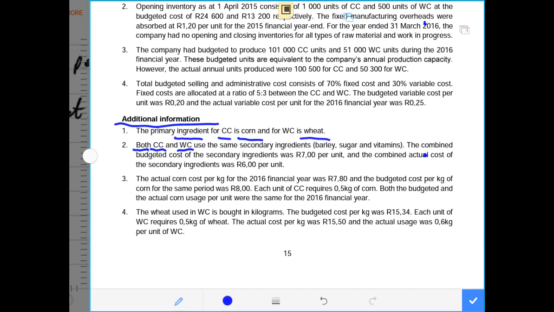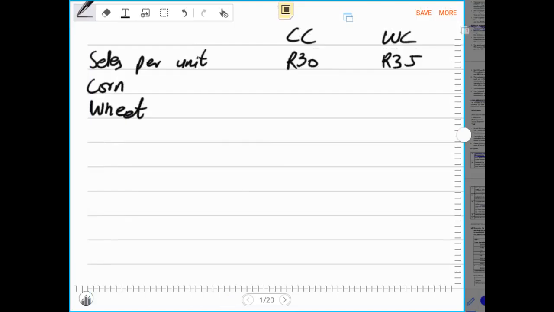And they say both product CC and WC use the same secondary ingredients. So they have primary ingredients and they also have secondary ingredients. And the secondary ingredients are made of barley, sugar, and vitamins, and you can see that they are combined. So now let us also take into account the secondary ingredients, which are barley, sugar, and vitamins. This is what they classify as secondary ingredients, vitamins are needed for these cereals.